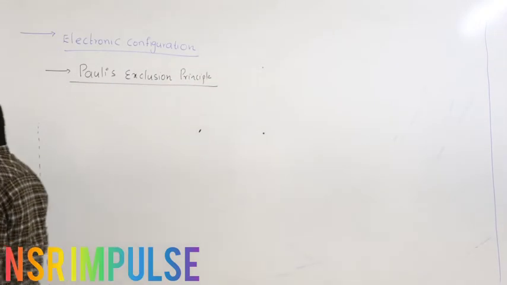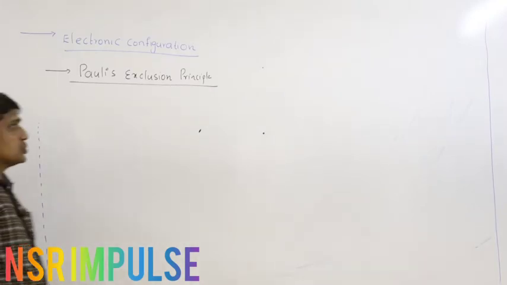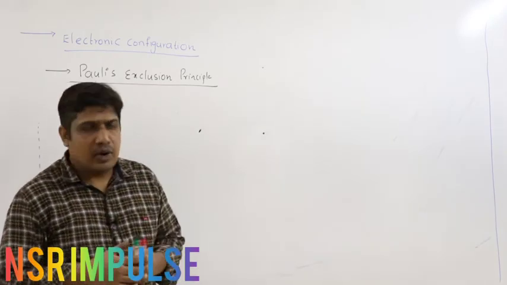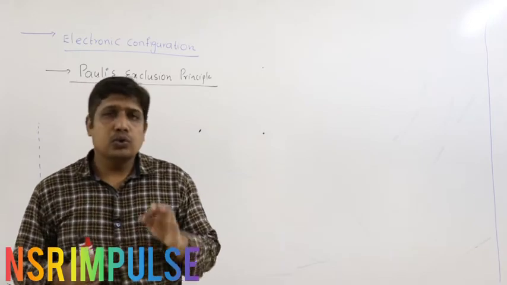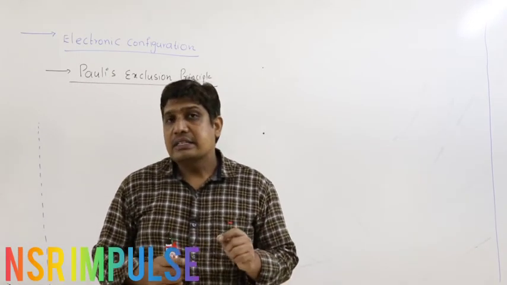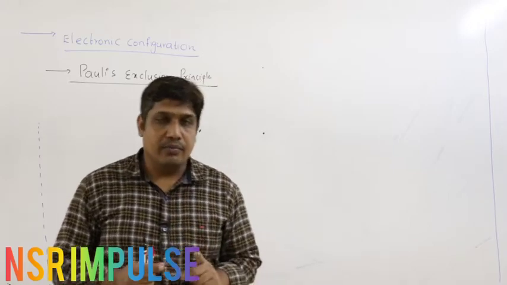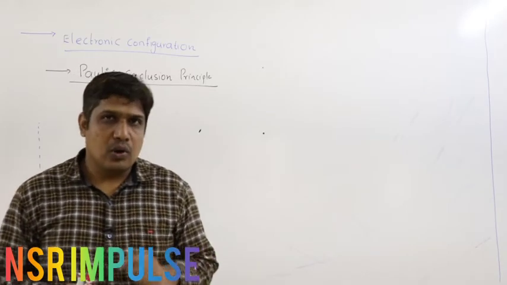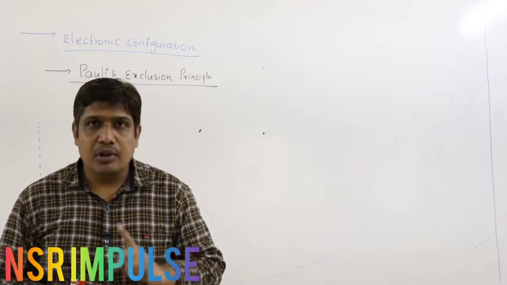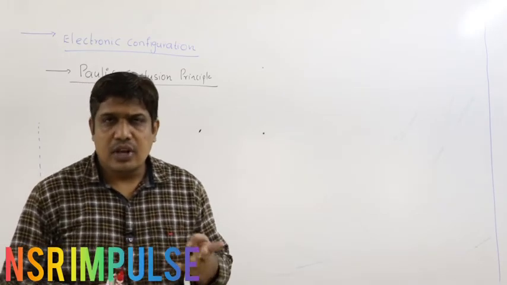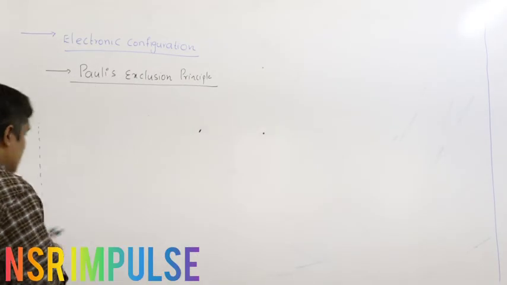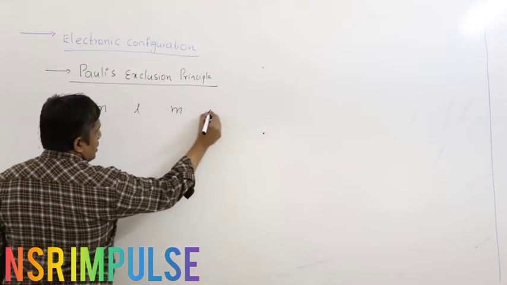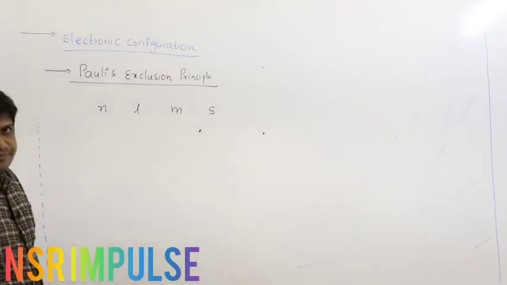Next, Pauli's exclusion principle. What does it say? In an atom you will have two or more electrons, but no two electrons in an atom can have the same values for all four quantum numbers. At least the spin quantum number must be different. There are four quantum numbers. What are they? Principal quantum number, azimuthal quantum number, magnetic quantum number, spin quantum number.